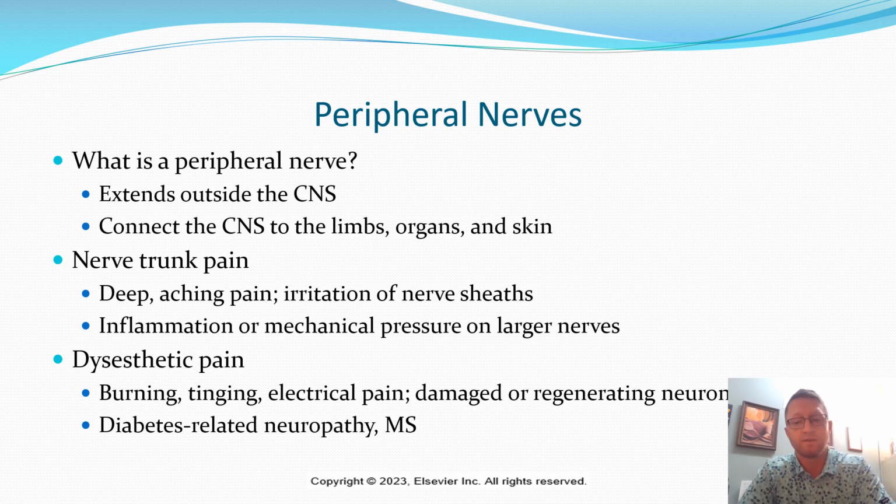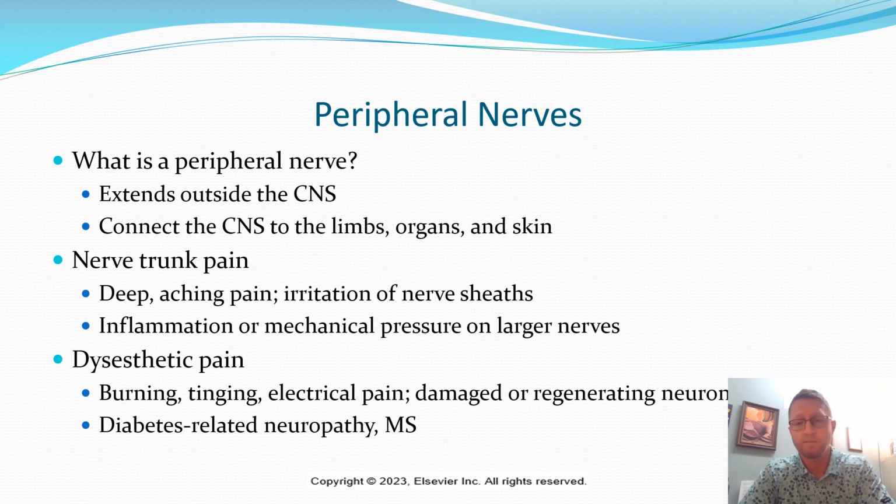Then we also have what we call dysesthetic pain. You're going to need to know the difference between these two. This pain is typically experienced as burning, tingling pain, electrical pain, and when we have that type of pain transmission, we're thinking that there is damage to some of those neuronal fibers or the nerve is regenerating. So maybe there was injury to that nerve in the past and it's regenerating, it's starting to sprout again, those little axons. We're going to experience burning, tingling, maybe electrical-like type pain there.